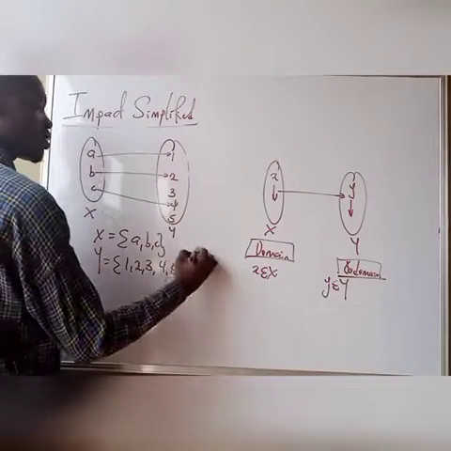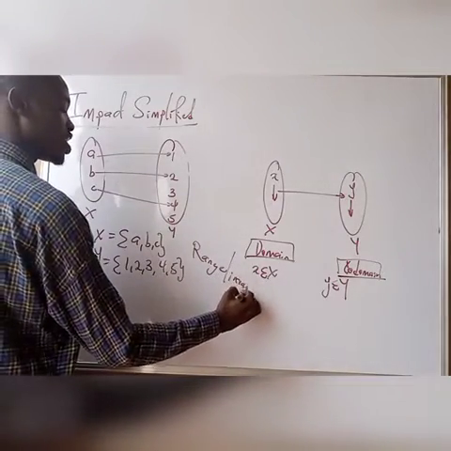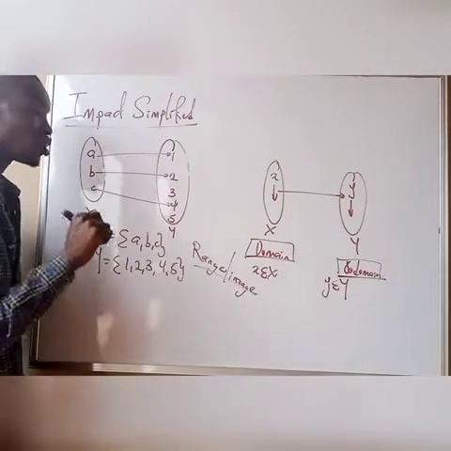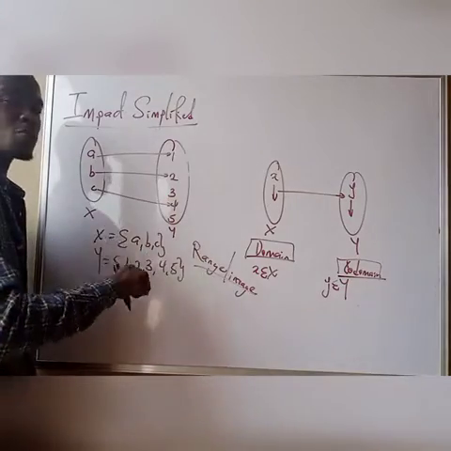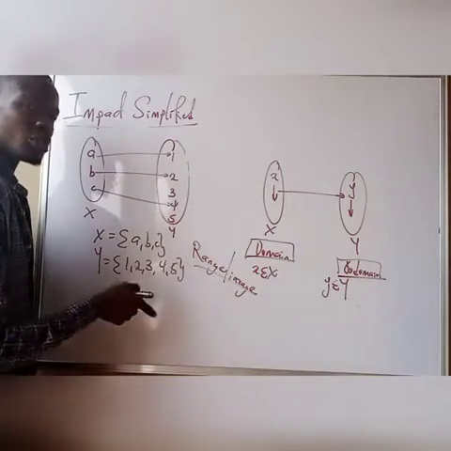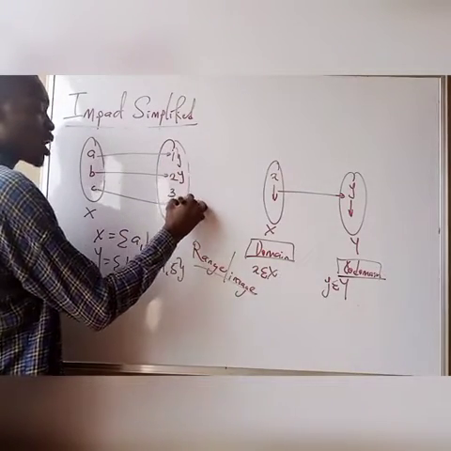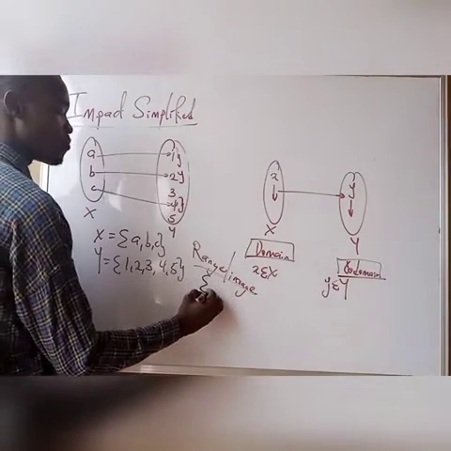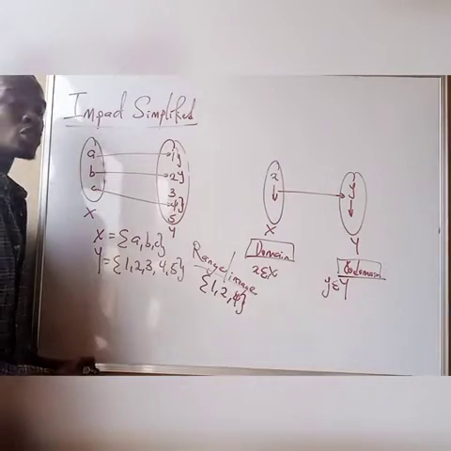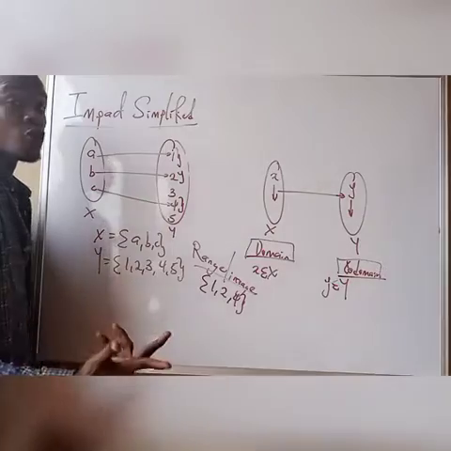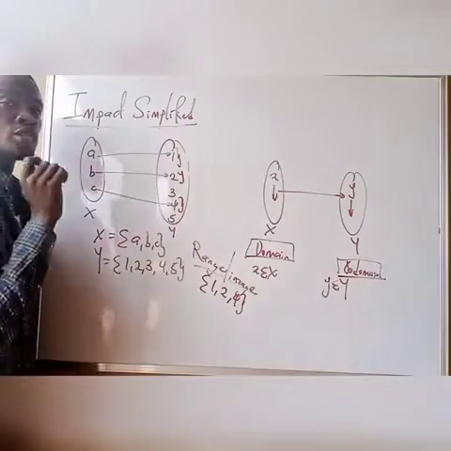Now we have looked at the domain and the codomain. Let us now explain the meaning of the range, or what we term the image. Your range or the image are the favorable outcome in the codomain. That means the favorable outcome in the codomain here will give us 1, 2, and 4. So for this type of mapping, your range or your image is 1, 2, and 4. Don't forget, your range or your image are the favorable outcome in your codomain.